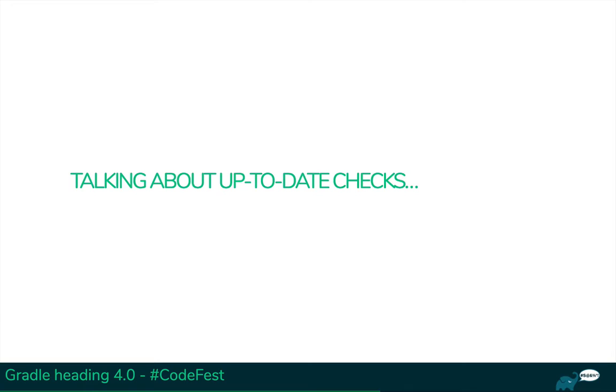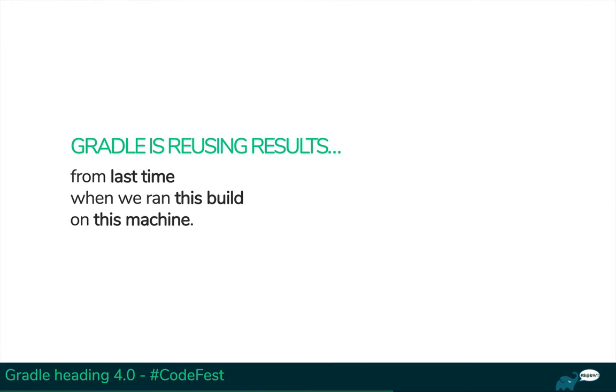So now we talked about up-to-date checks a little bit, right? So Gradle reuses the result from the last build, the last time you ran this build on this machine. That's how that up-to-date check works since the early days of Gradle.